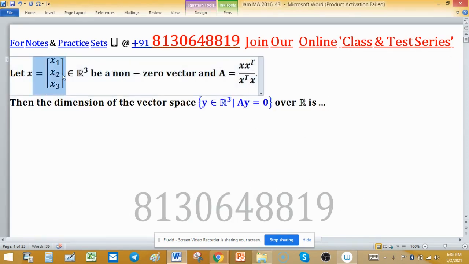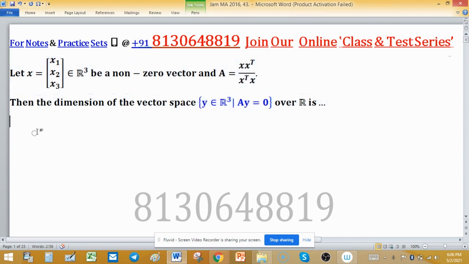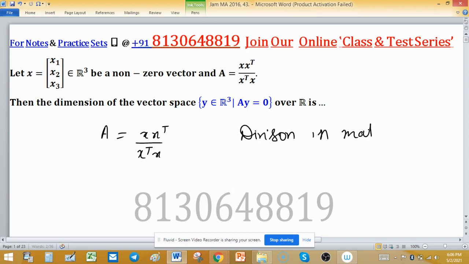Let x equal to this column vector, which belongs to R cube, be a non-zero vector, and let A equal to x transpose divided by x transpose x, then the dimension of the vector space this over R is. First, you may get confused as matrix A is defined as x transpose upon x transpose x, because division in matrix is not defined.